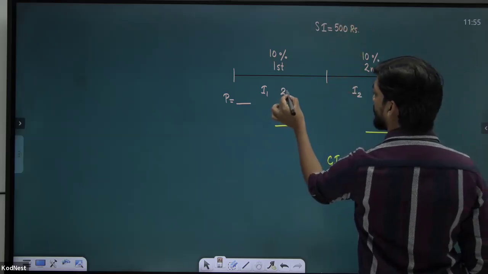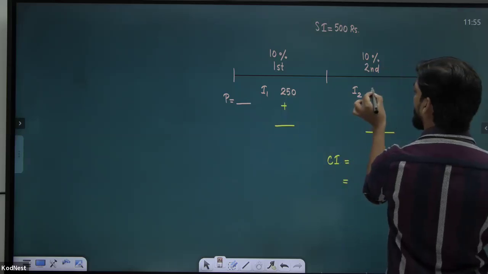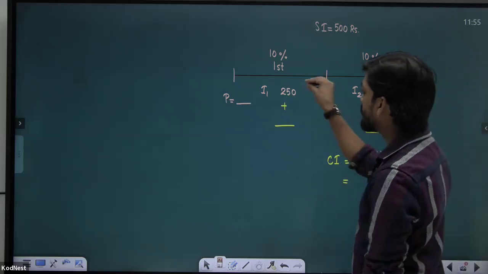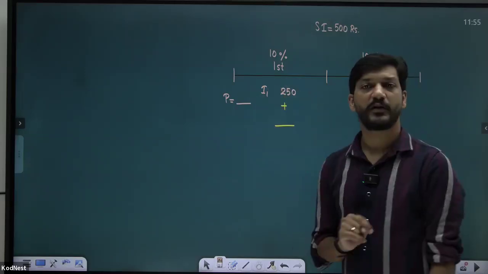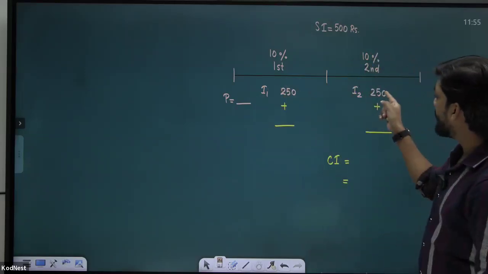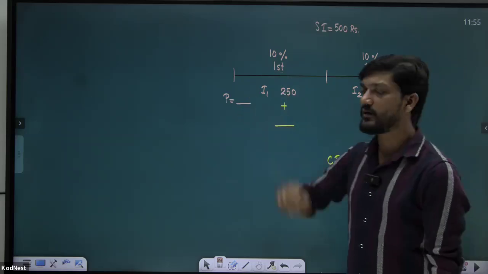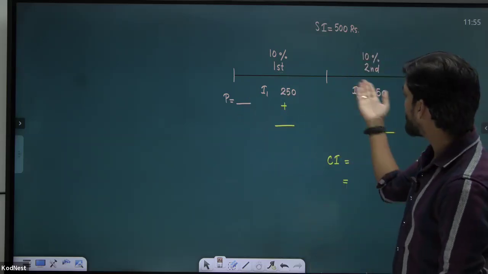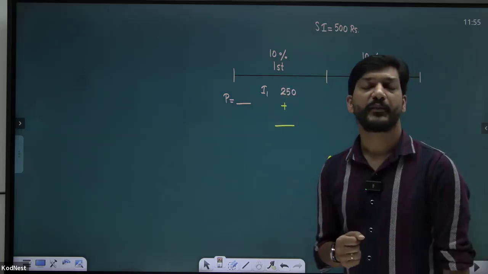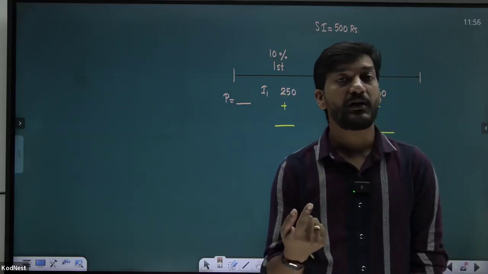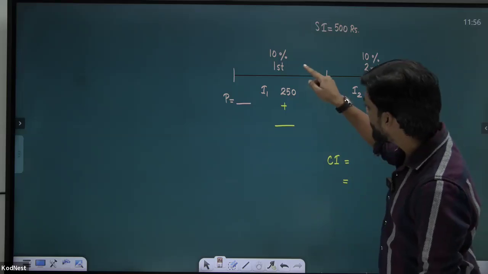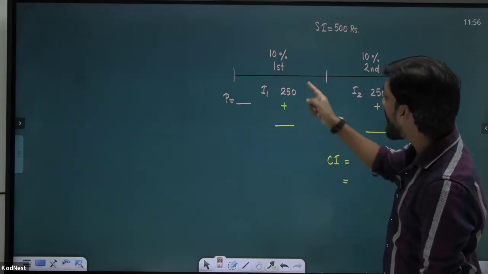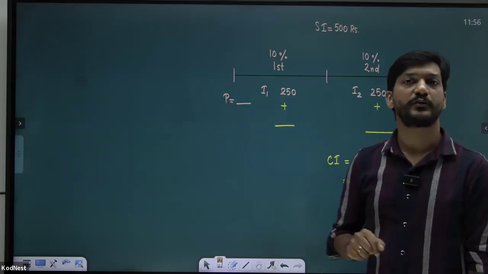So for the first year, 250. For the second year also 250. What is this 250? It is interest on principal. Why so? Because simple interest is interest on principal only. Now, when I say compound interest, you have to write principal, interest on principal, and also interest on previous interest.